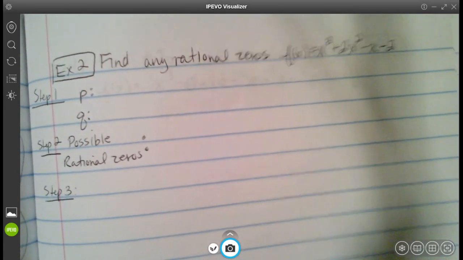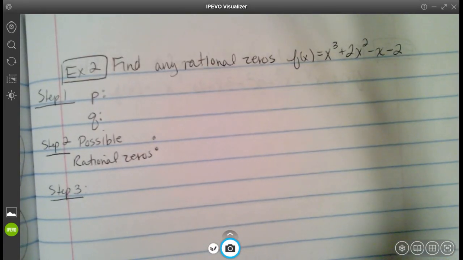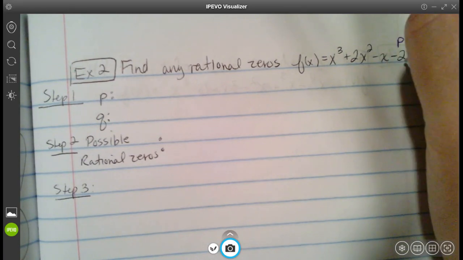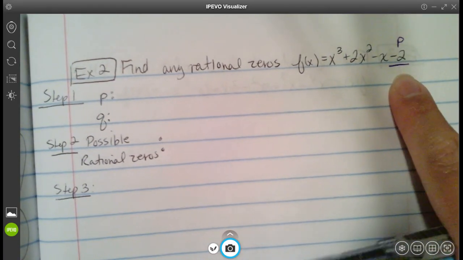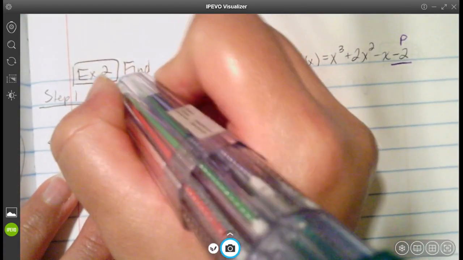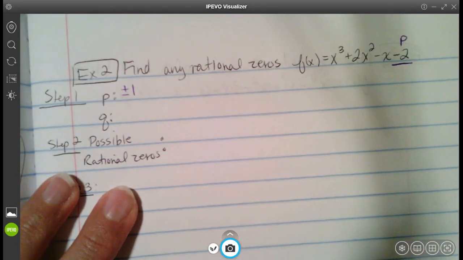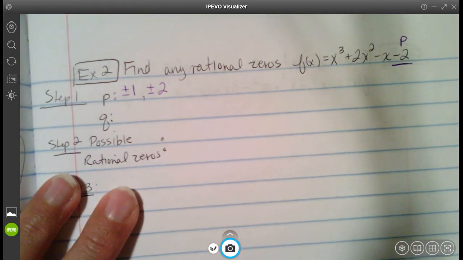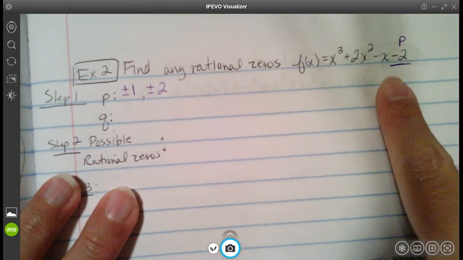Step number 1 is to find all our factors of p and q. So I'm going to label my p and my q. My p is going to be the constant term. So in this case, -2 is our constant term. So factors of -2 are going to be plus or minus 1, because 1 goes into that number, and plus or minus 2. And that's it. Those are the only factors of -2.